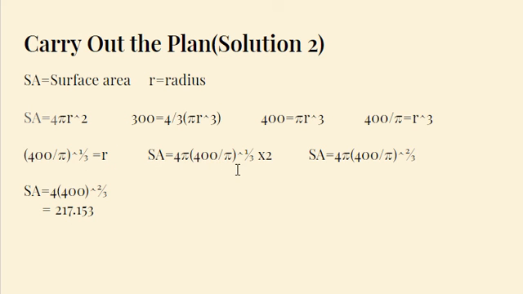This gives us 400 over pi to the power of 1 over 3 times 2. So we'll times 2 to the power of 1 over 3, which will give us 4 over pi to the power of 2 over 3 when we multiply, which equals 217.153.